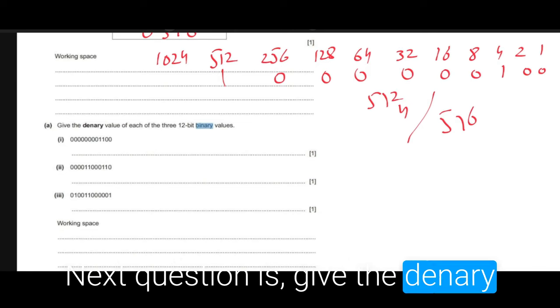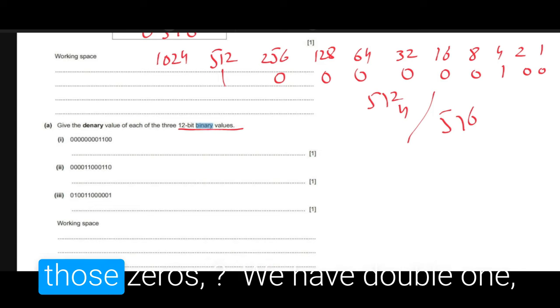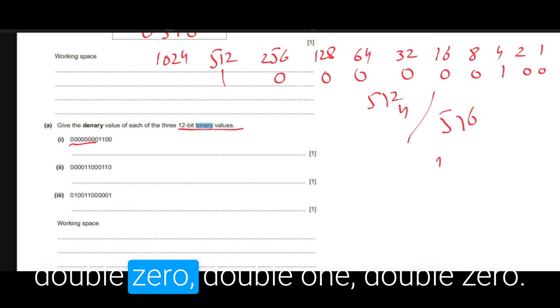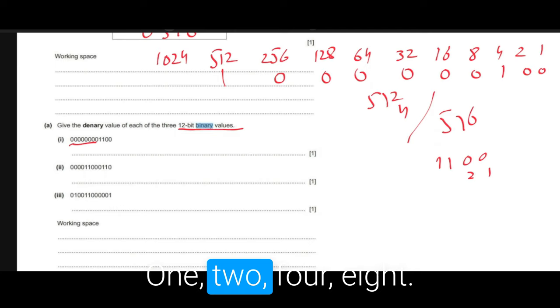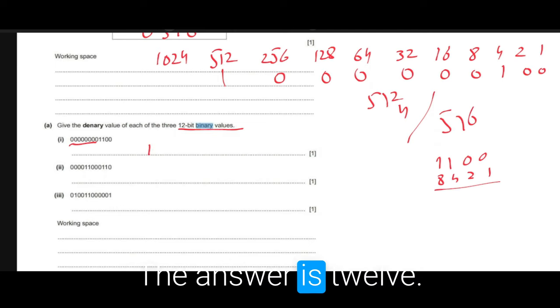Next question is, give the Denary value of each of these 12-bit values. The first one, let's ignore those zeros. We have 1, 1, 0, 1, 0, 1, 2, 4, 8. 8 plus 4 is what? 12. The answer is 12.